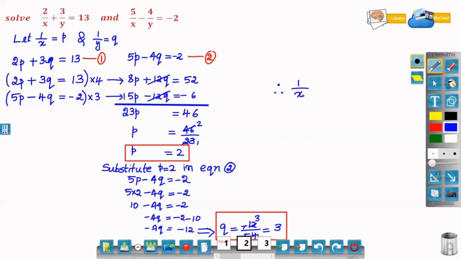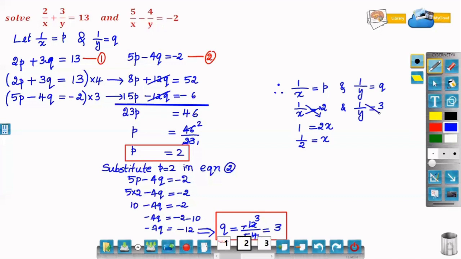We have taken 1 by x is equal to p and 1 by y is equal to q. So 1 by x is equal to p, which is 2, and 1 by y is equal to 3. Cross multiply now. 1 is equal to 2x, so x is equal to 1 by 2.